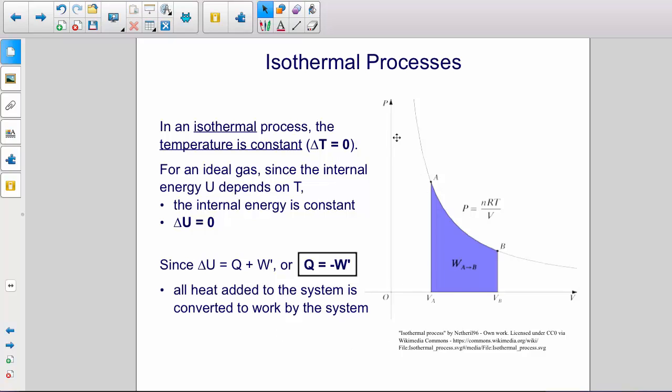And here is a pressure versus volume diagram for an isothermal process in an ideal gas. And as you can see, it follows this hyperbolic form. The pressure is proportional to 1 over the volume.